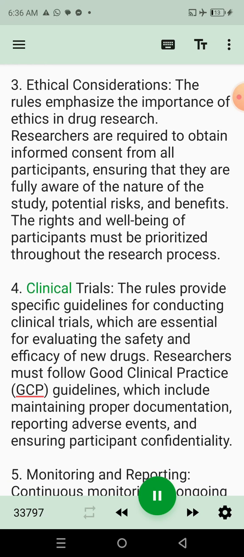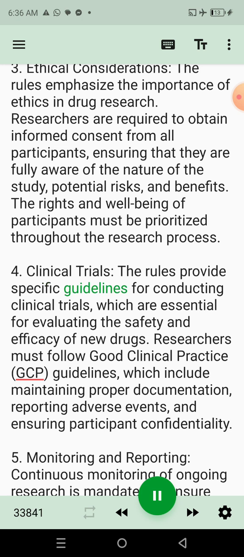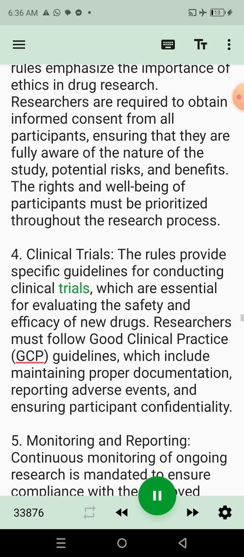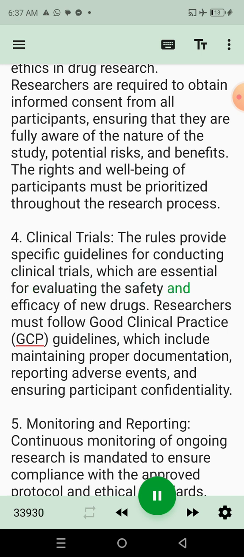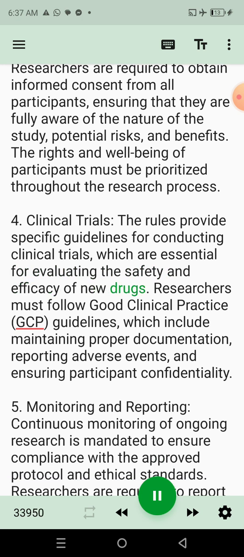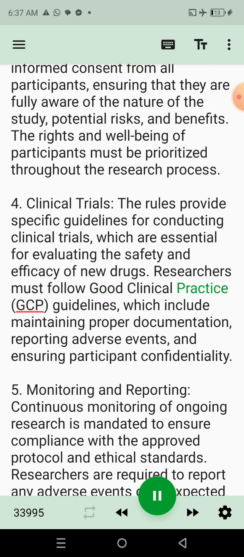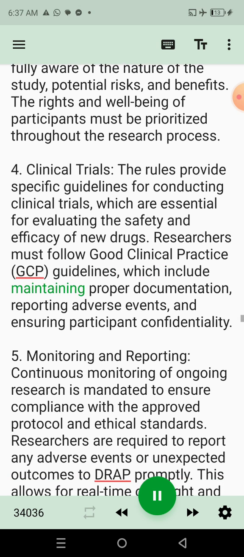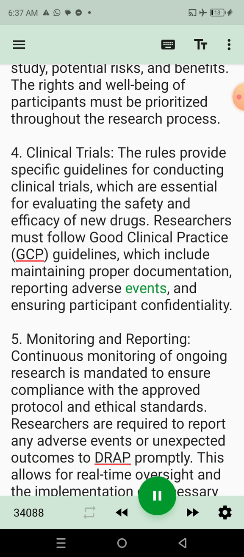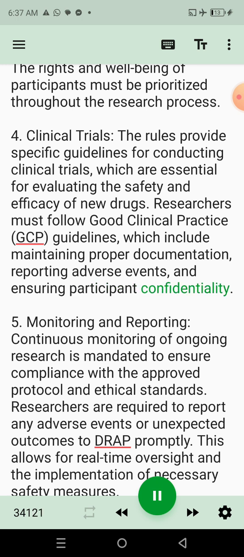4. Clinical trials. The rules provide specific guidelines for conducting clinical trials, which are essential for evaluating the safety and efficacy of new drugs. Researchers must follow good clinical practice (GCP) guidelines, which include maintaining proper documentation, reporting adverse events, and ensuring participant confidentiality.